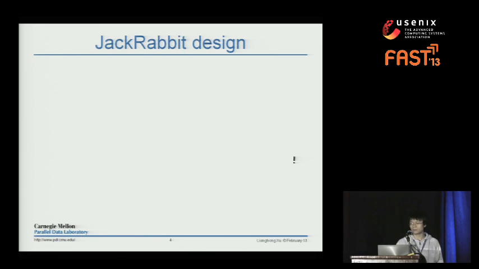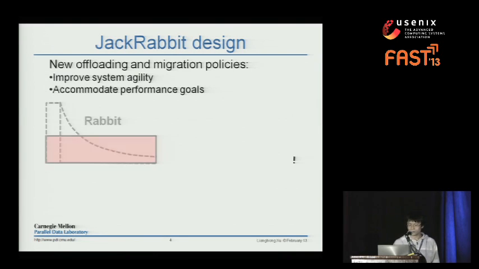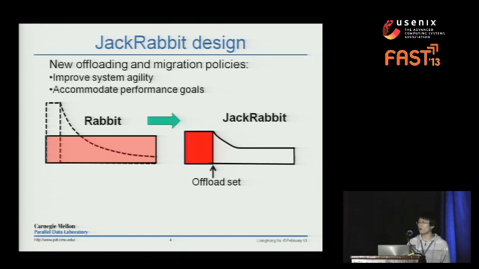So to solve this dilemma of Rabbit, we propose JackRabbit, which proposes several new offloading and migration policies to improve system agility while accommodating performance goals. This is the original Rabbit data layout with averaged style offloading. The key idea of JackRabbit is that instead of offloading writes to all active servers, we constrain the set of servers that will receive offloaded writes. We call this set of servers the offload set, which is larger than the primary set.